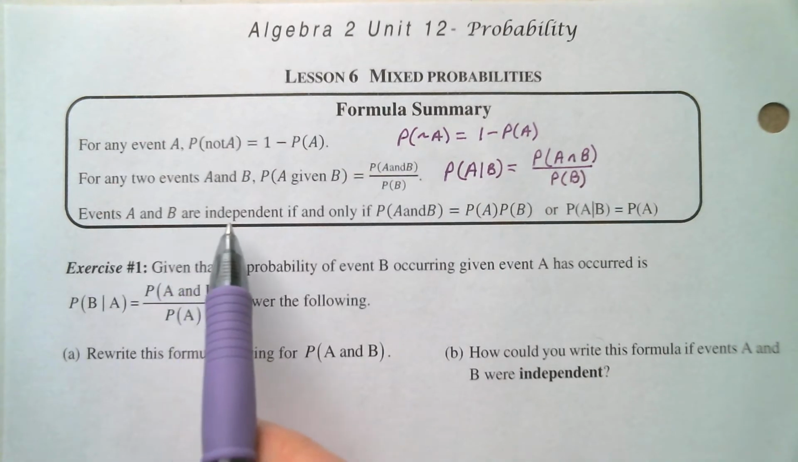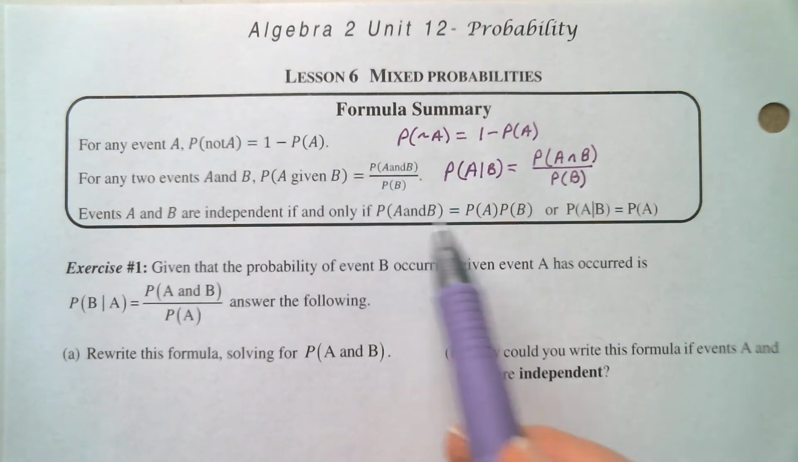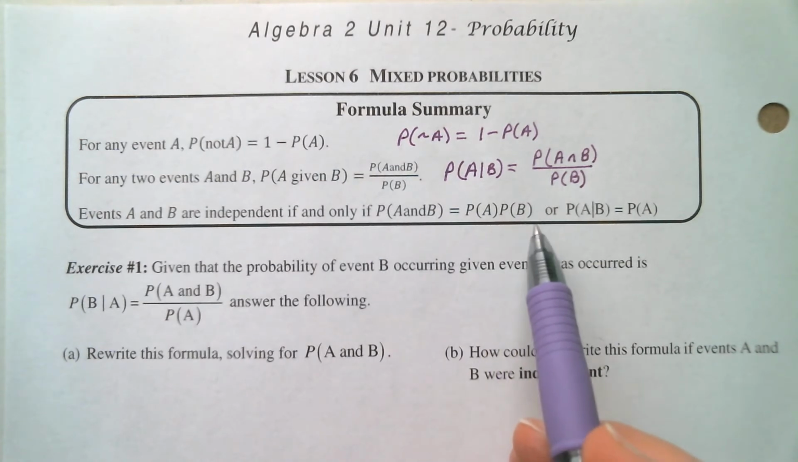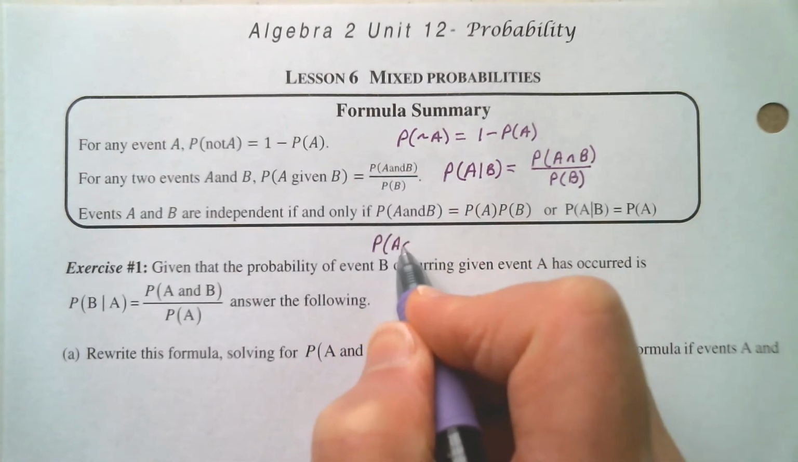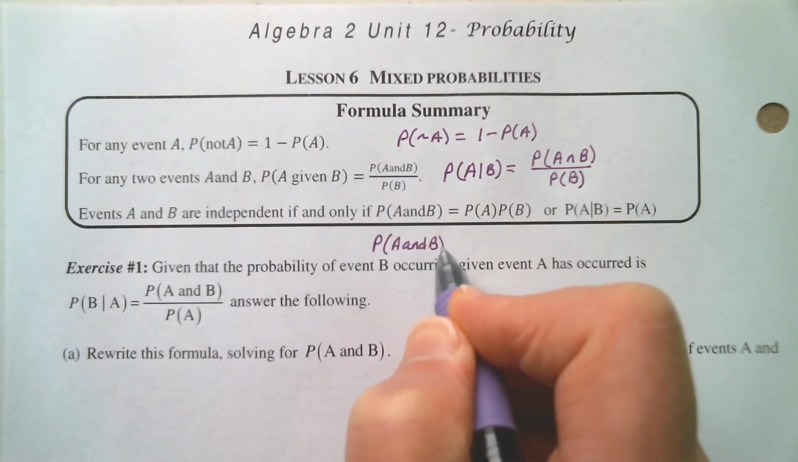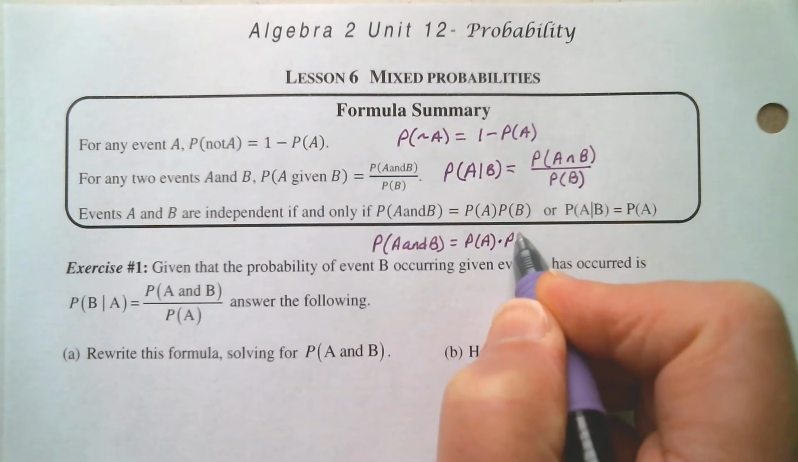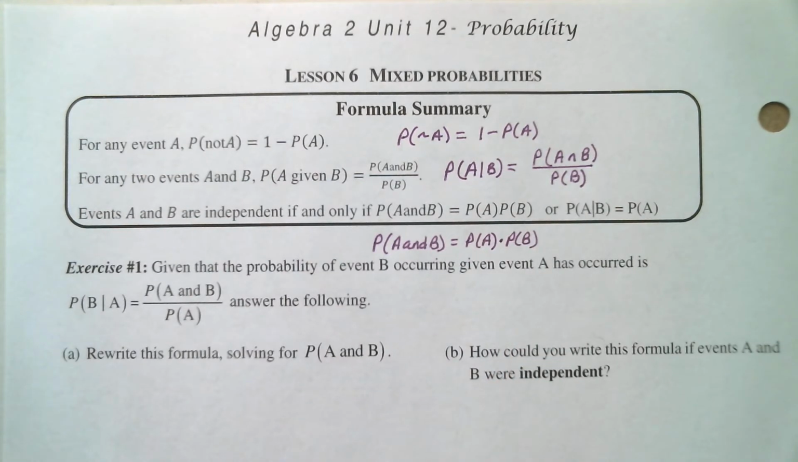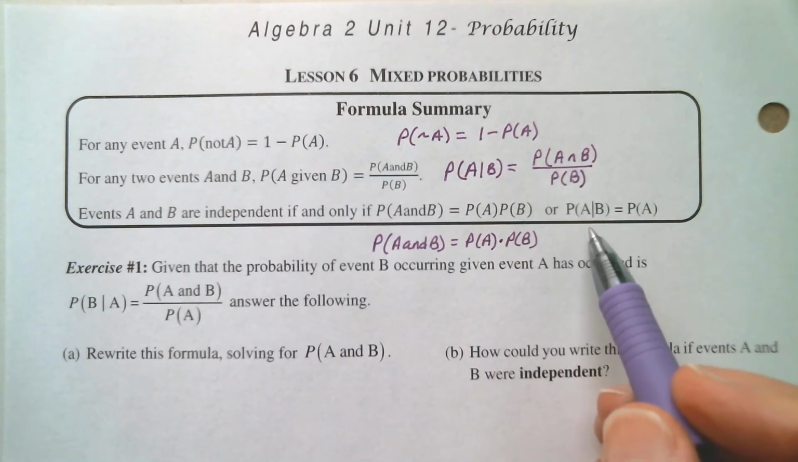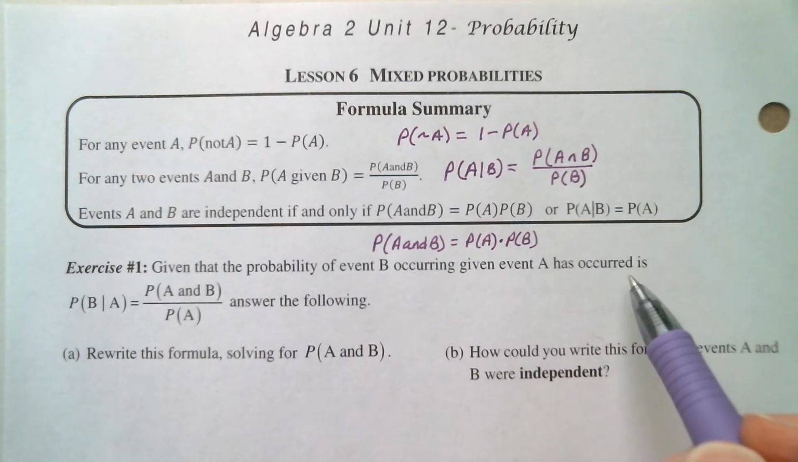Events A and B are independent if and only if the probability of A and B is equal to the probability of A times the probability of B. That's one test for independence. Or if the probability of A given B is equal to the probability of A.